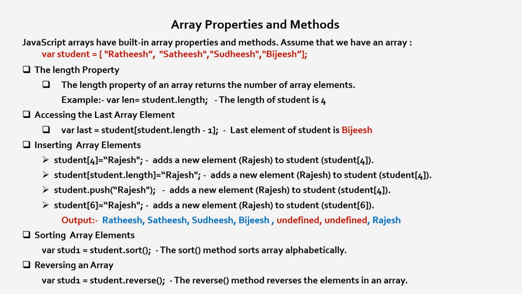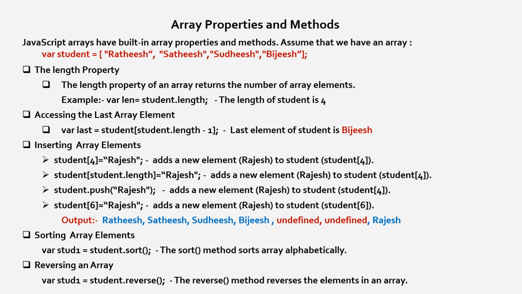Okay. Now let us see how to insert elements in the array. Straight away we can, because the last index is student of 3. If you want to insert one element here, you can say student of 4 is equal to another element, Rajesh. That adds a new element called Rajesh at the student's location, student of 4. That is possible here.